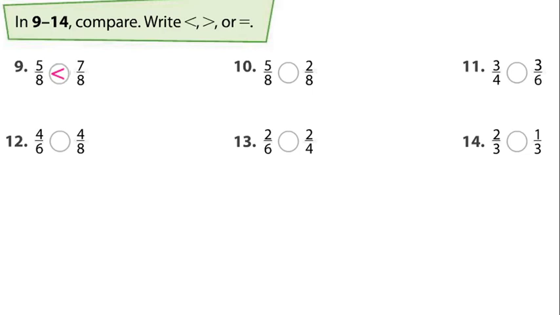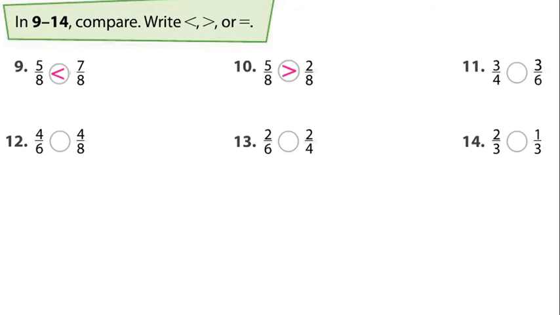Question 10. Is 5 over 8 less or greater than 2 over 8? Can you tell? Yes, 5 over 8 is greater than 2 over 8 because 5 is greater than 2.